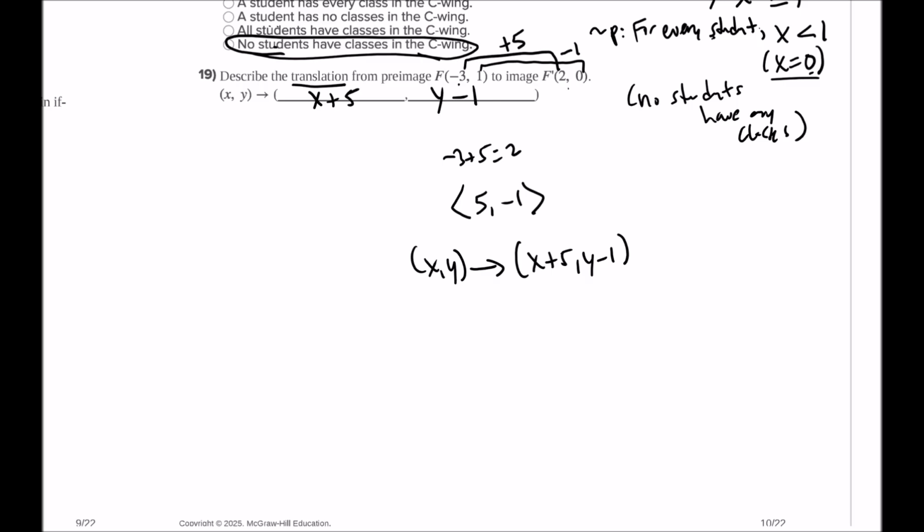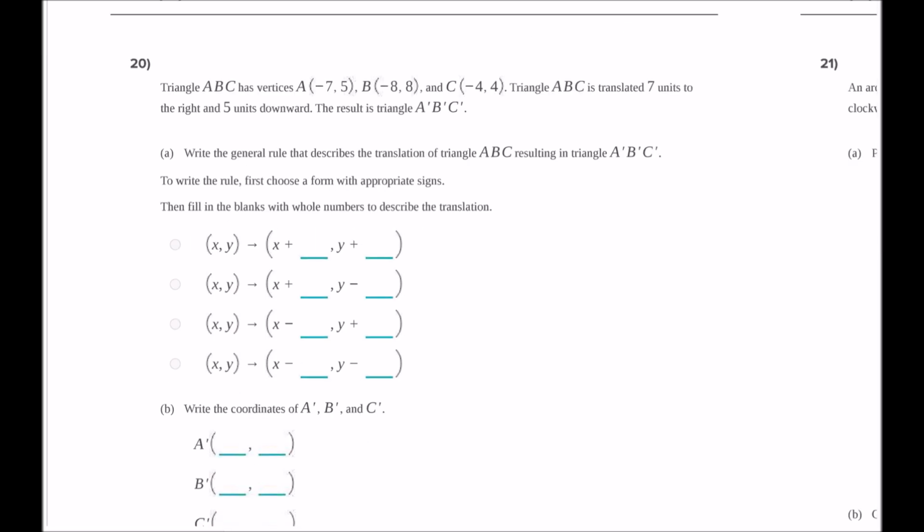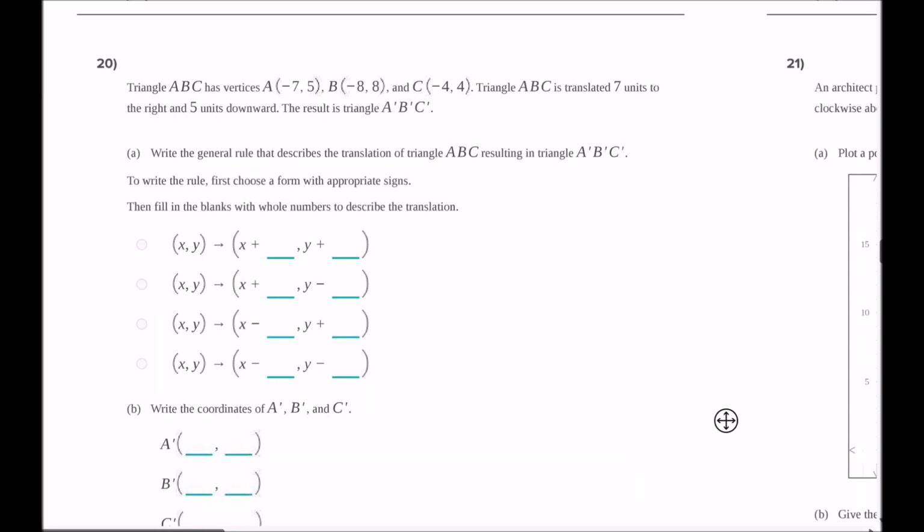All right. So that's good. Now let's look at number 20. Number 20 says triangle ABC has the following vertices. Triangle ABC is translated 7 units to the right. So it says here, 7 units.